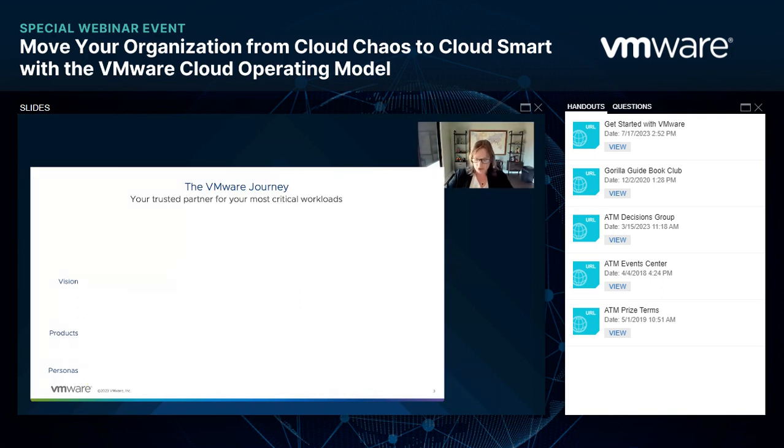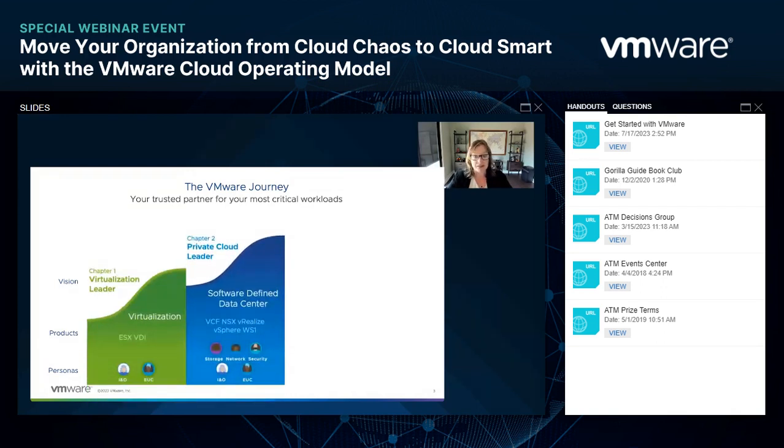And then we moved into virtualizing the entire data center. So the software-defined data center, most of you are familiar with, if not using VMware Cloud Foundation, which includes our software-defined components, including storage, including network, our automation with our vRealize solution.